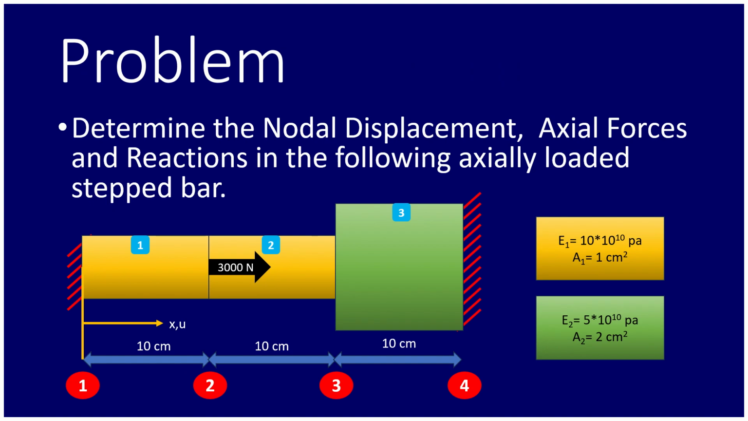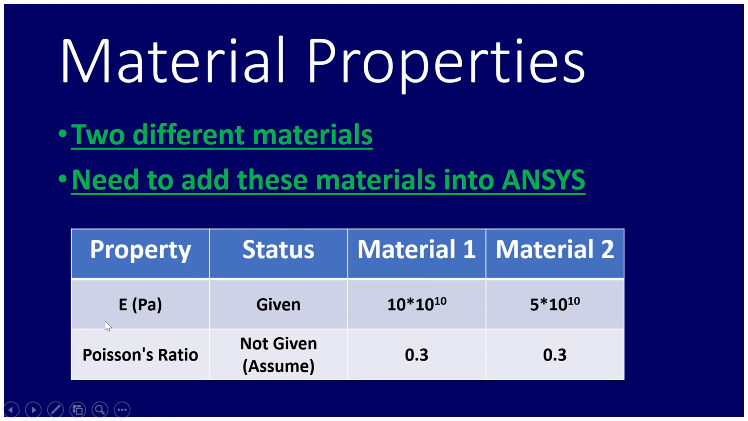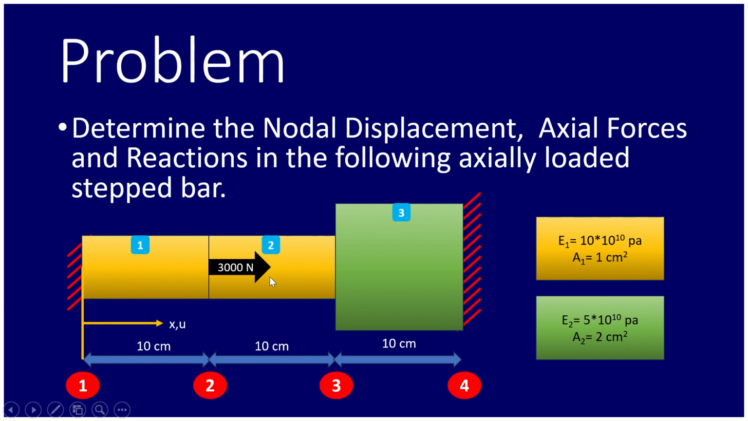This is the problem we are going to solve. Now we have to determine the nodal displacement, axial forces and reactions in the following axially loaded step bar. So the problem is like that. We have three elements, element 1, element 2 and element 3.